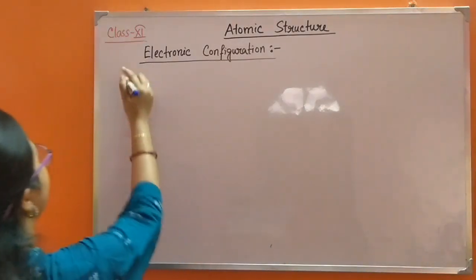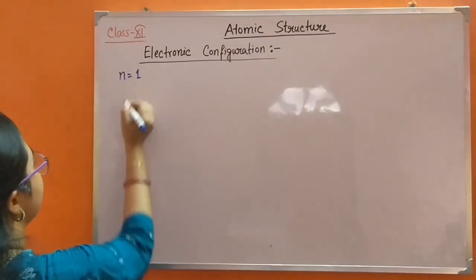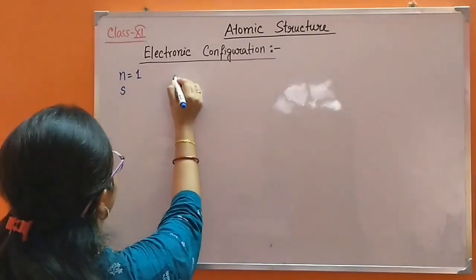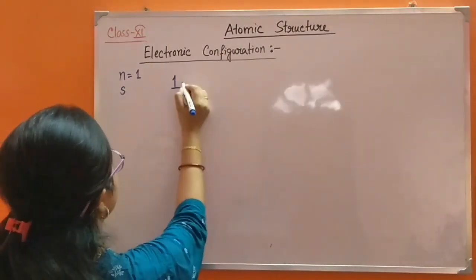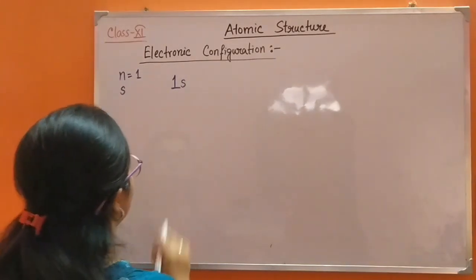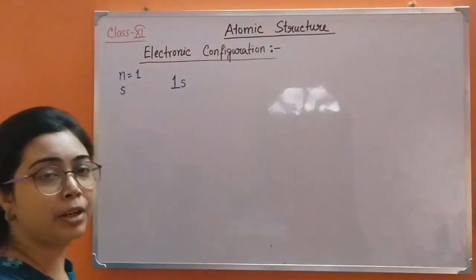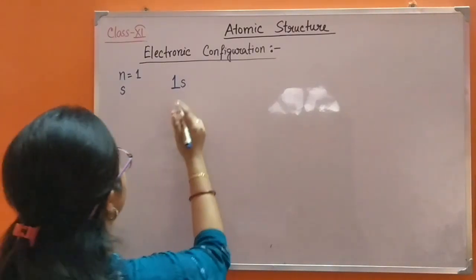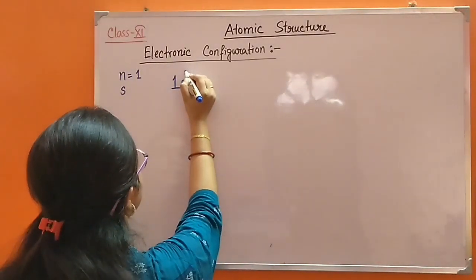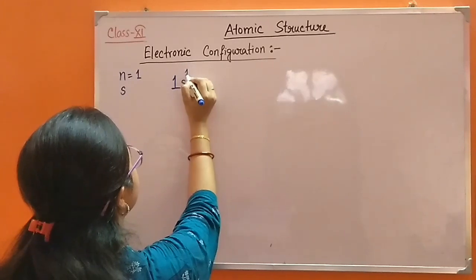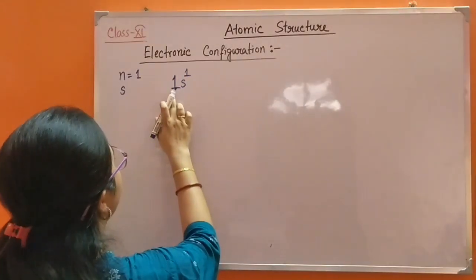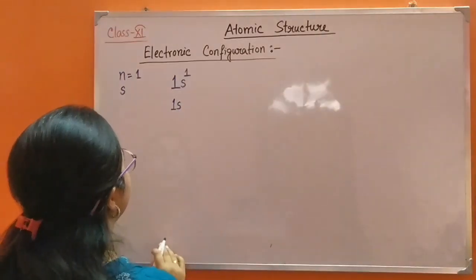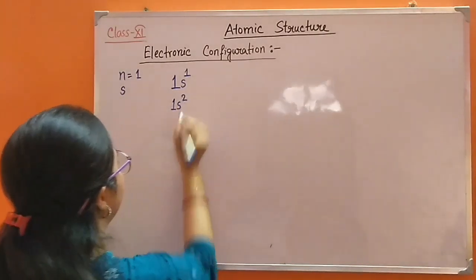So for n equals 1, l equals 0, that means s subshell. First we will write 1, then subshell s, 1s, and the number of electrons present in the 1s orbital will be written on the top right of this symbol. If 1 electron is present, then it will be 1s1. If 2 electrons are present, then it will be 1s2.